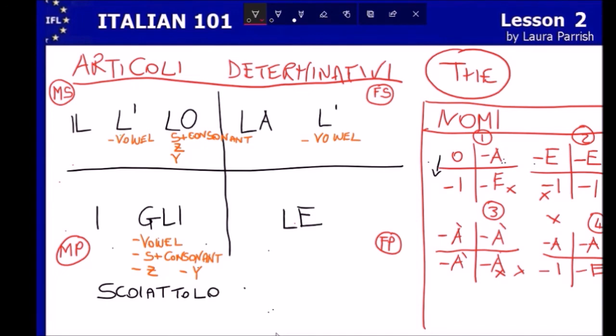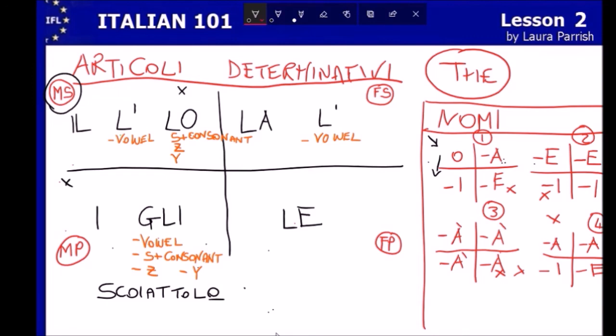First operation, understand the gender and number of the word. Look at the last letter, O. You know that O is the most common pattern and it means it's masculine singular because it ends in O. So now you go in the right corner, the corner of the masculine singular. You don't waste your time with the other ones.